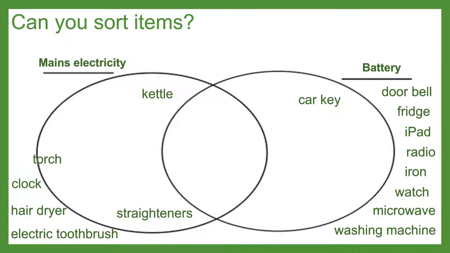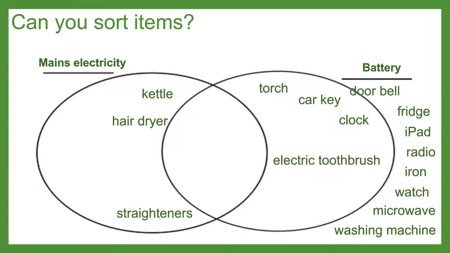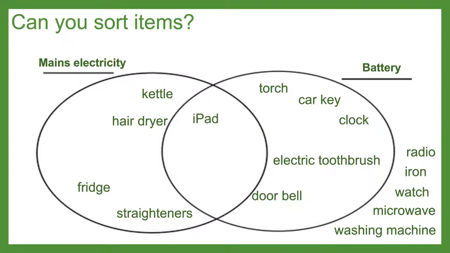A torch will go onto battery. Okay, so a torch is powered by a battery. A clock will be powered by a battery. We've got a hairdryer, now that'll be powered by mains electricity, that plugs in at the wall. An electric toothbrush, that will be powered by a battery. A doorbell will be powered by a battery. Your fridge would be powered by mains. You'd plug your fridge in at the wall.